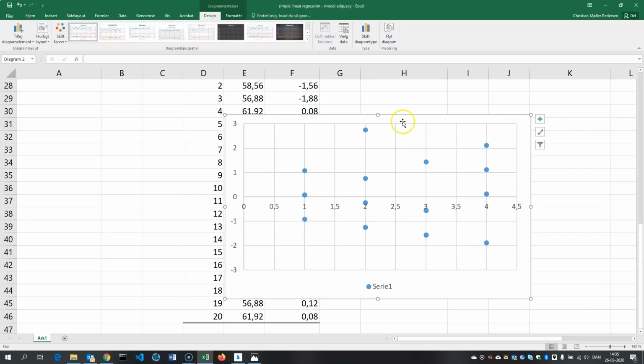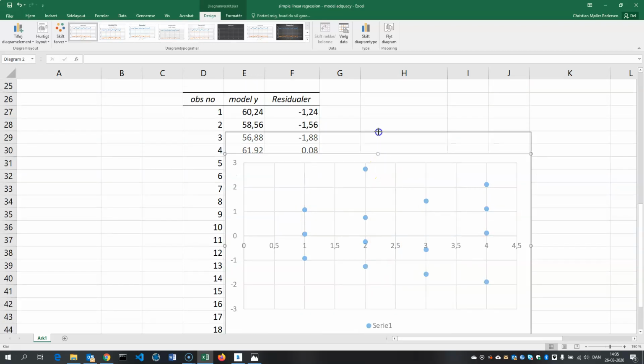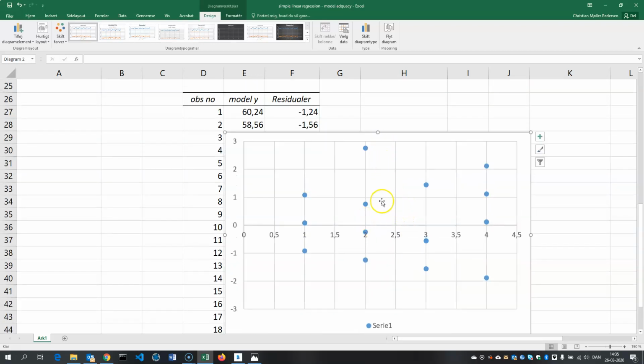And this looks fine, I would say. It's always hard to determine the randomness when you don't have that many points, but there's no reason to be worried here, I would say. So if I could give it a title, I'd say this was the residuals versus the x values, the pH values, and there's homoscedasticity here.